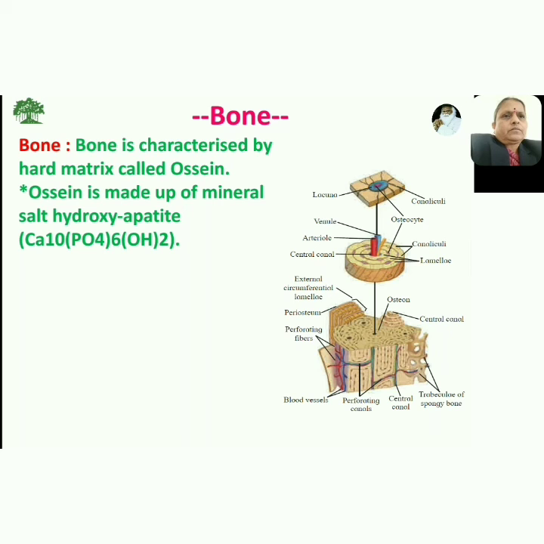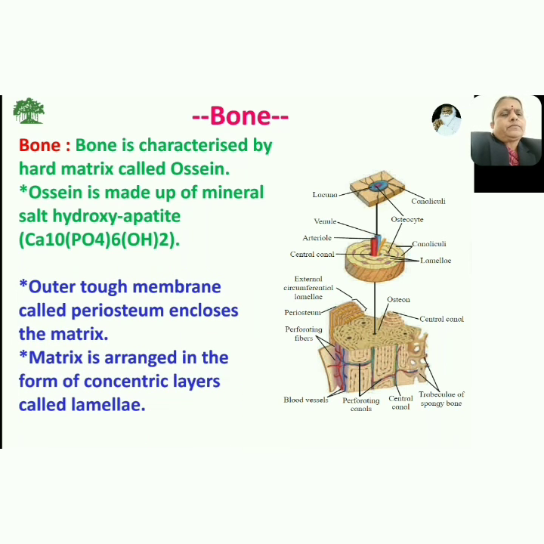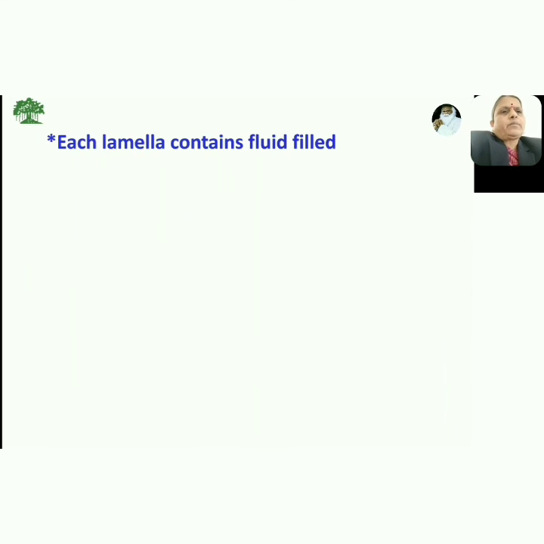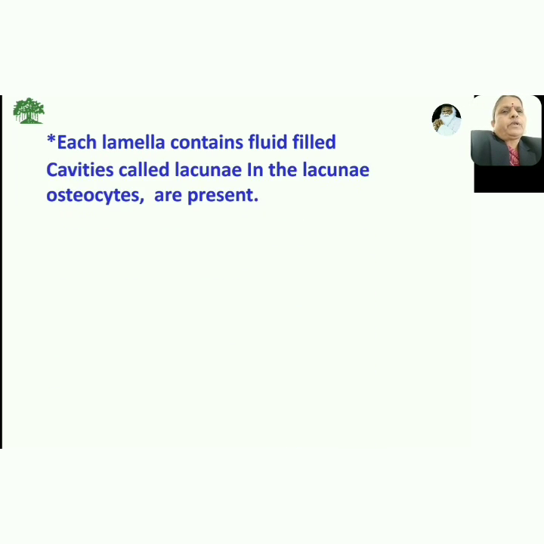Then second, bone. You know very well bone is characterized by a hard matrix called ossein. Ossein is made up of mineral salt hydroxyapatite. See a diagram of the structure of bone. The outermost covering layer is tough. It is known as periosteum, which encloses a matrix. Matrix is arranged in the form of concentric layers known as lamellae. Each lamella contains fluid-filled spaces known as lacunae. Lacunae contain bone cells known as osteocytes.